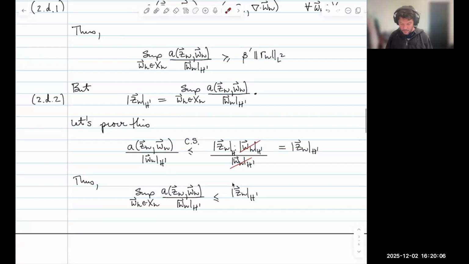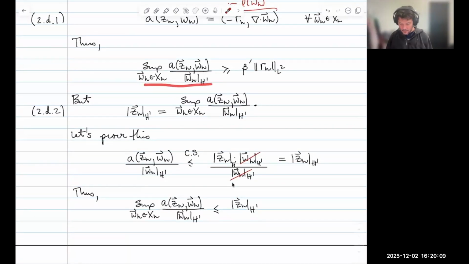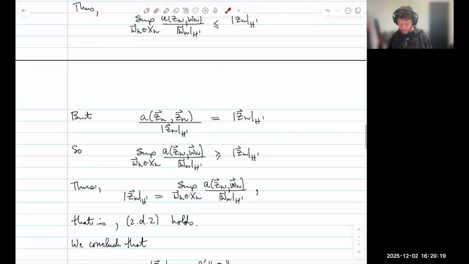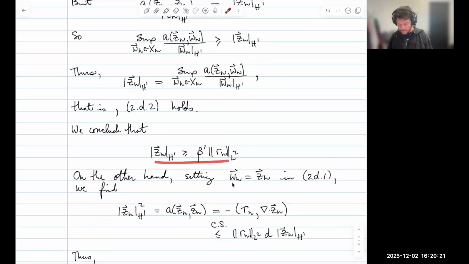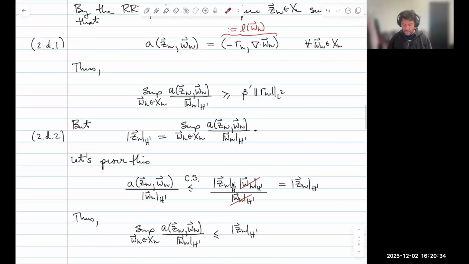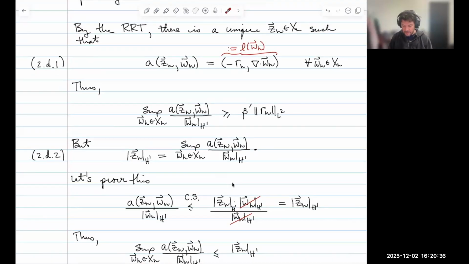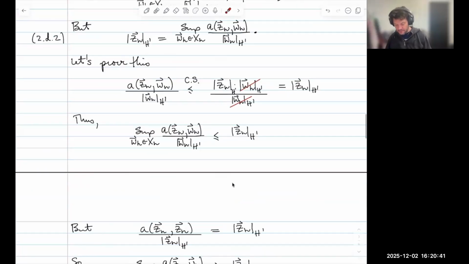So what did we use there? We used that precisely at this location here. This guy here is the H1 seminorm of ZH. And that says it's greater than RH times a constant right here. So that gives me one of the inequalities that I'm searching for in the equivalence. How do I get the other inequality of the equivalence? Let's plug into our equation 2.d.1. That's the existence of that ZH through the Riesz representation theorem.